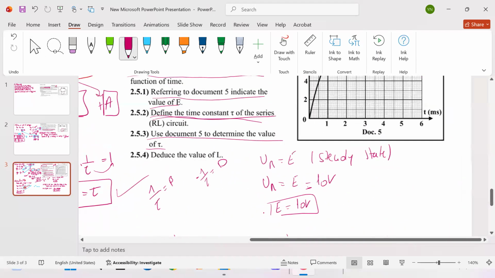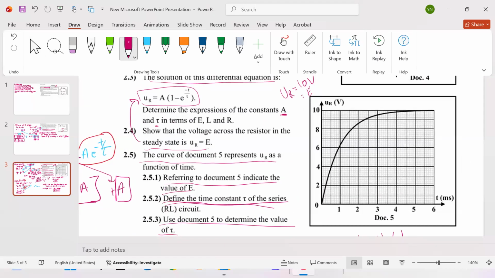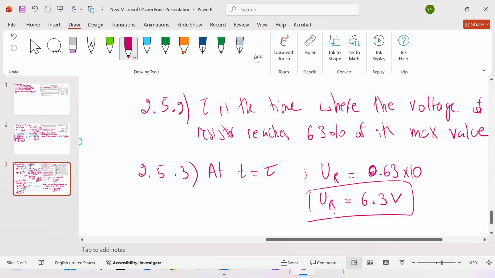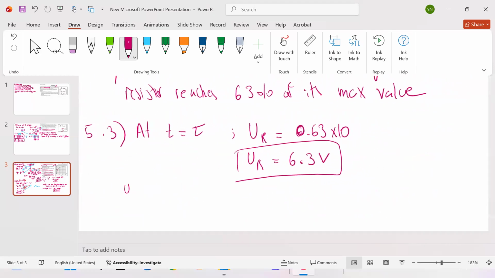I go to the curve and I find where 6.3 is. It's almost like it's here. I project that on the curve and I will see that the curve is at the time t equals 1 millisecond. So using the graph, once you find the voltage, you can find tau.